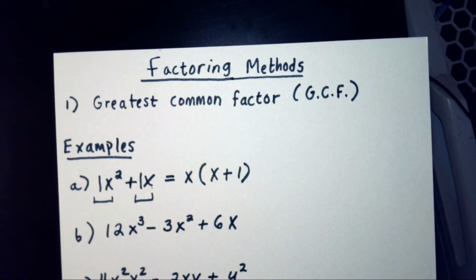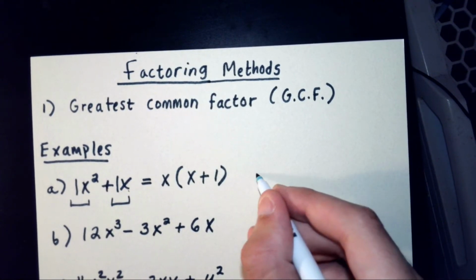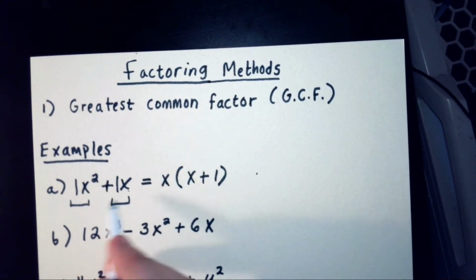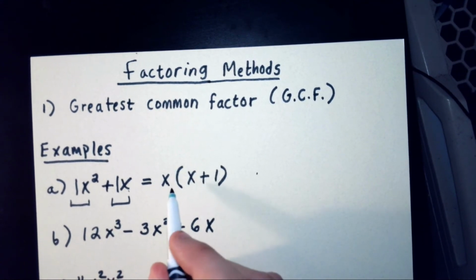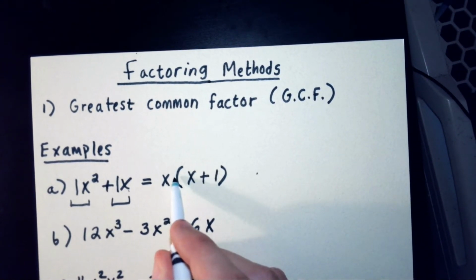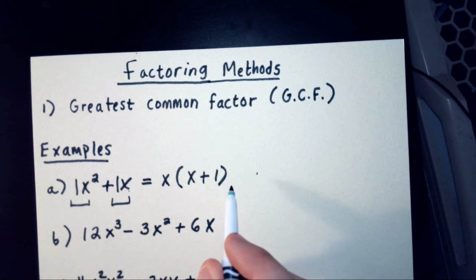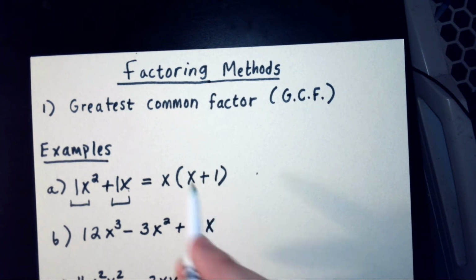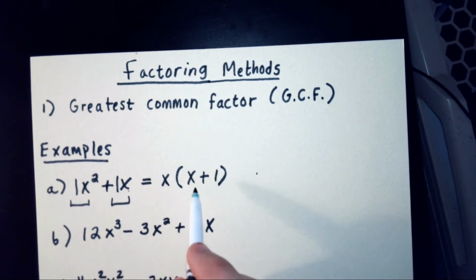Alright, so what we've just done, to reiterate, is we took x squared plus x, and we turned it into x times quantity x plus 1. We just took something that started off as a sum, and we actually broke it up into a product. This is factoring.